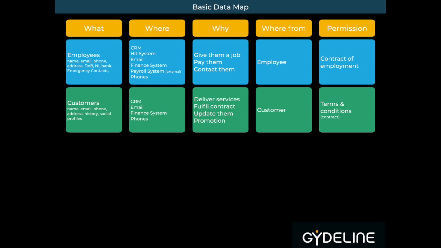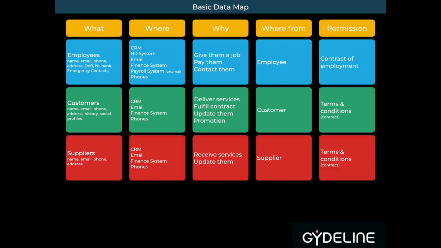And why do we have it? Well, we need to deliver services to them, we need to fulfill our contracts, we need to keep them updated, and we also need to tell them about related products and services. Where did we get the information? Well, it was direct from the customer, and we have a contract with them and some terms and conditions, which is why we think we have the permission to use that information.